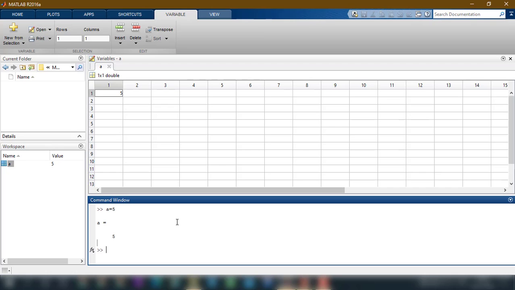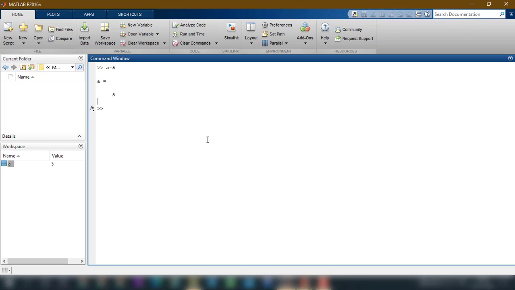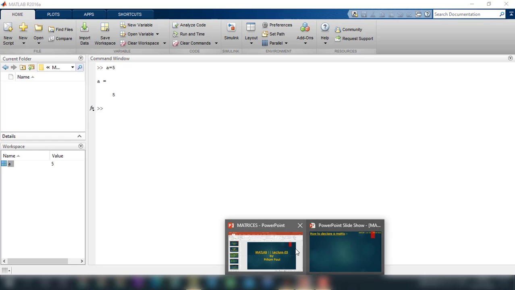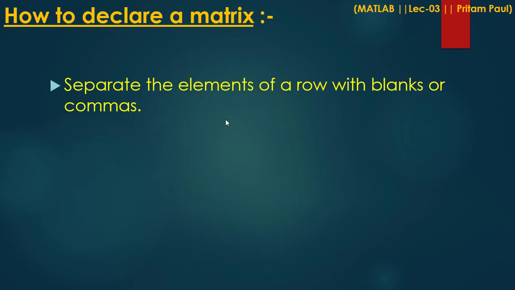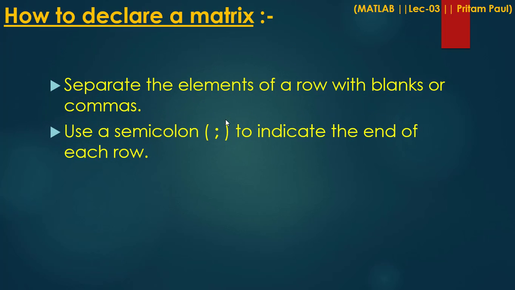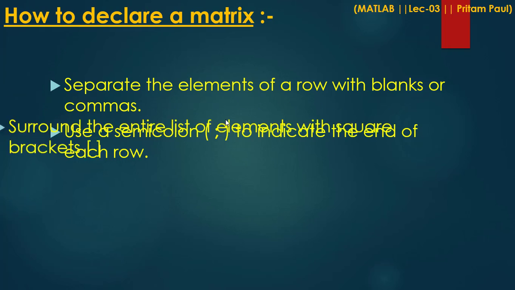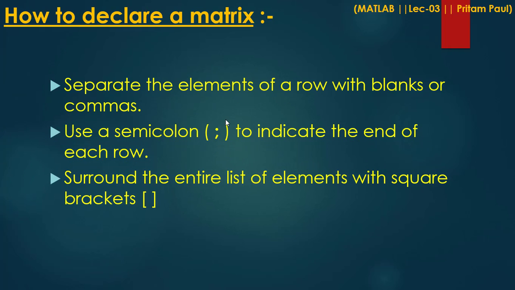So in case of an integer it is okay, but when we will be declaring a matrix, then the scenario will change. Let me show you. So how to declare a matrix? First, separate the elements of a row with blanks or commas. Now use a semicolon to indicate the end of each row. Now surround the entire list of elements with square brackets. Let me show you.